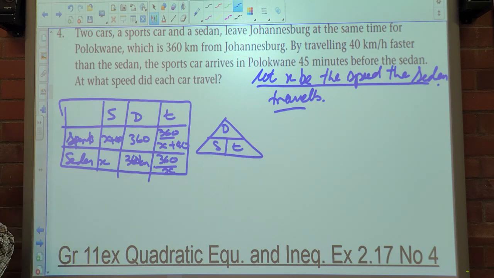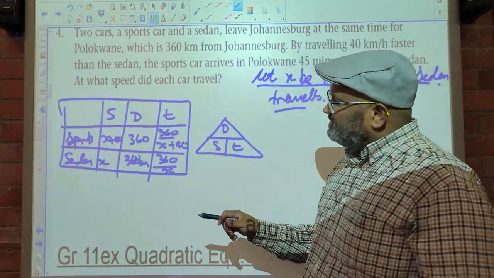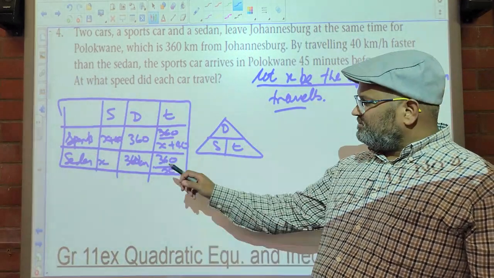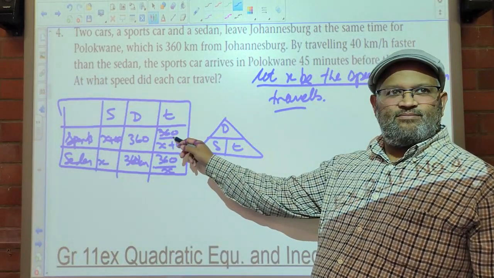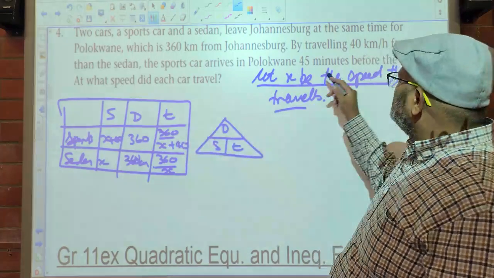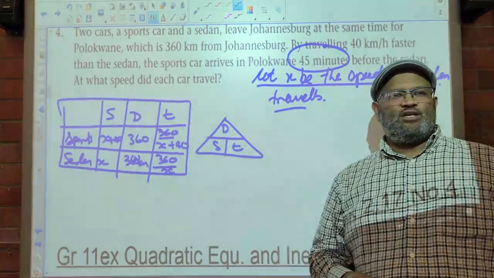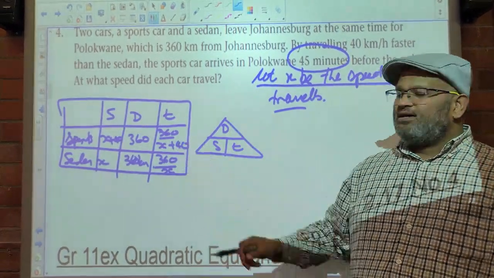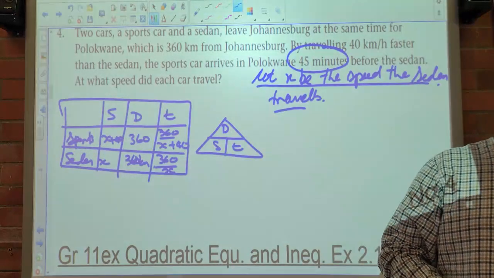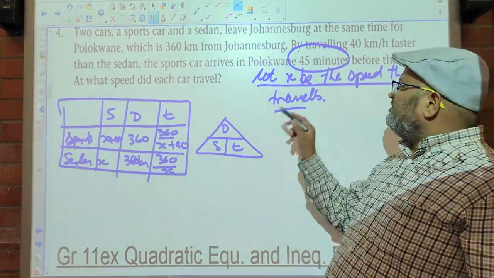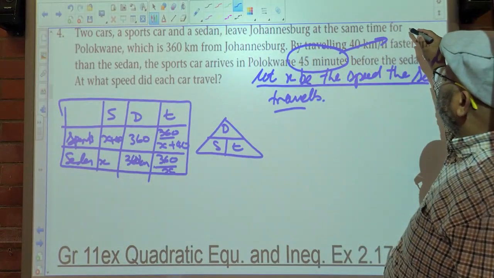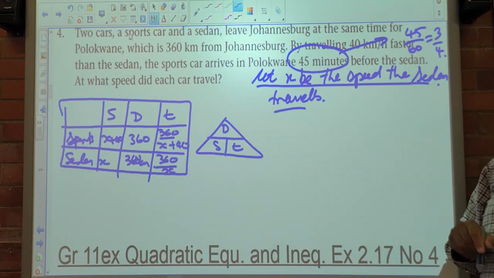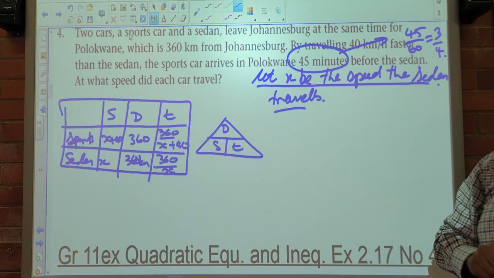You guys understand? So coming back to this, which one would take longer, the sedan or the sports car? Sedan. So it's going to be the sedan's time minus the sports car's time. And the sports car covers the distance 45 minutes faster, which means if I subtract these two values, I must get an answer of 45 minutes. But remember, how many minutes are there in an hour? 60. So it's 45 over 60, which gives me 3 over 4. Three quarters of an hour.